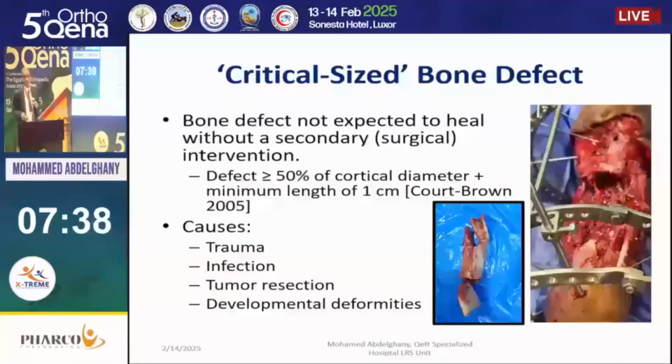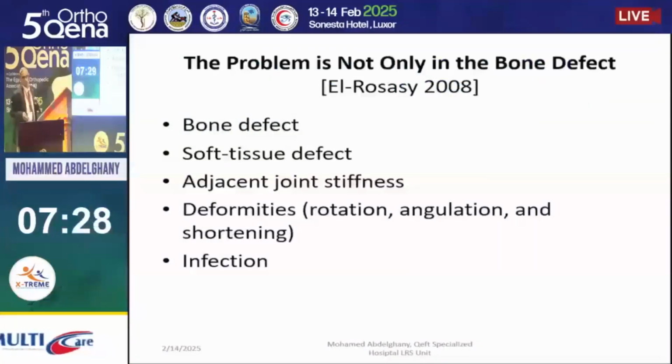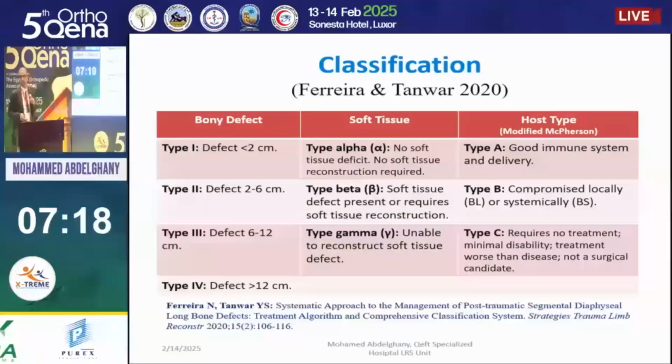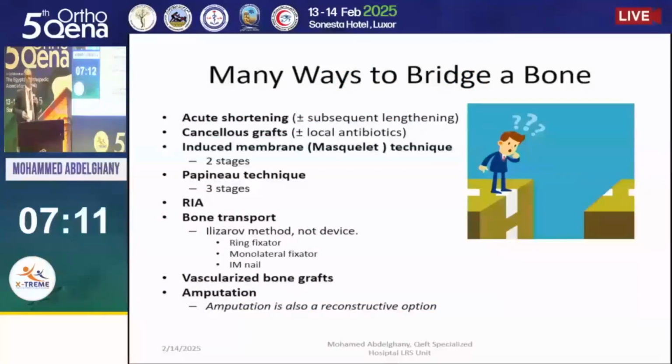This, plus the initial trauma, results in a bone defect that requires reconstruction. The critical bone defect is defined as the bone defect that is not expected to heal within the patient's lifetime without a secondary surgical intervention. The problem is not only in the bone. There are many factors involved that should be addressed simultaneously. This is the classification by Ferreira and Tanwar, which involves 3 variables: the bone defect, the soft tissue defect, and the host type.